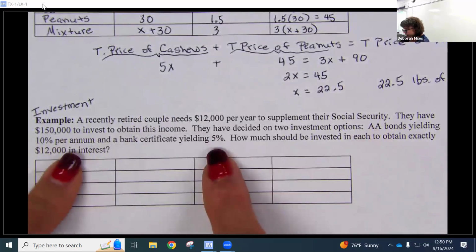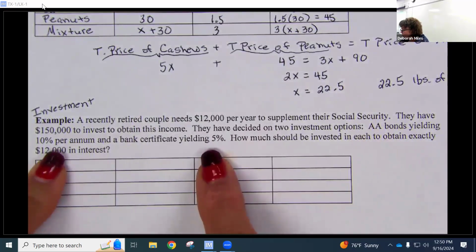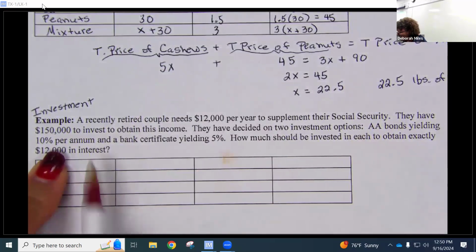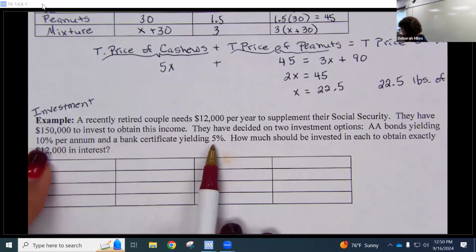Now, for my poor people who haven't left yet, real quickly, why wouldn't they put all their money in the bonds if they're paying twice the interest rate as CDs?